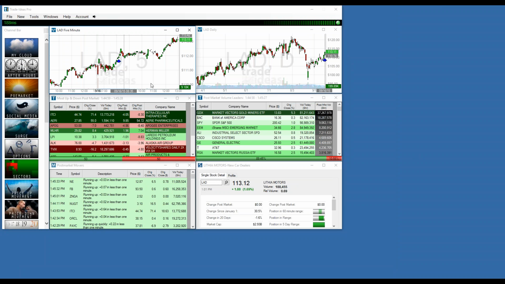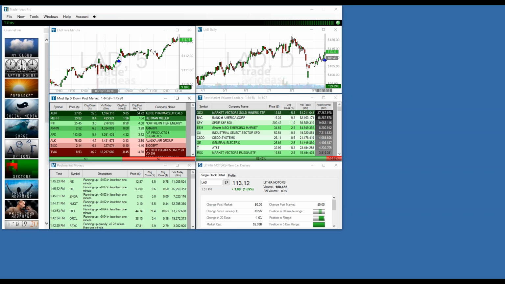So what you guys see here is an after-hours layout of a Trade Ideas Pro channel. We have the channel bar on the left, and I'm looking at after hours right now. I have 2 top lists where I can see change in post-market, so what's up the most after market, and what's also trading the most in post-market volume. Okay, so just different ways that you can see it.